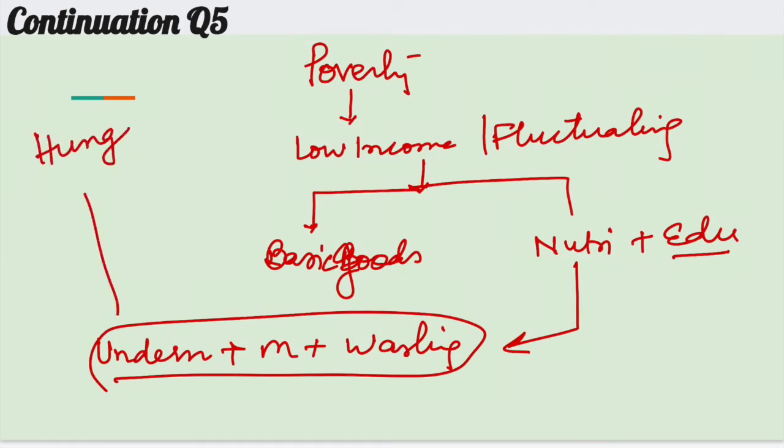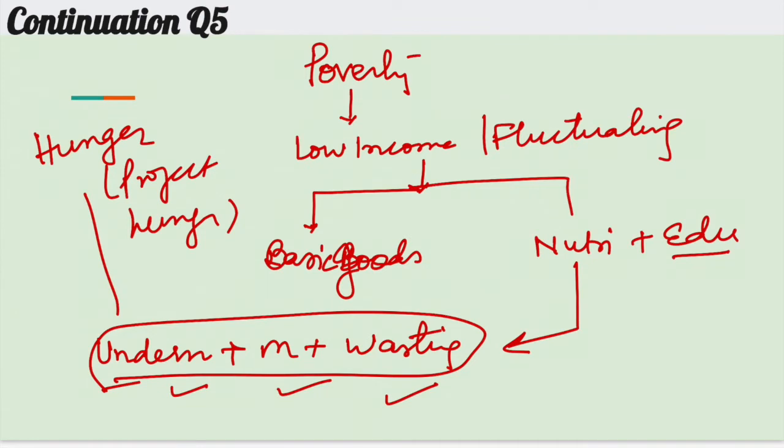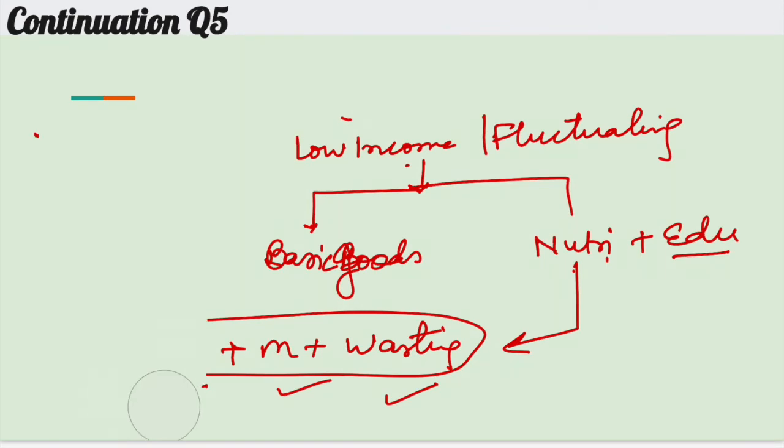And basically this is the definition of hunger according to Project Hunger: hunger is equal to undernourishment, malnutrition, and wasting. This is the consequence of not taking nutritious food, and not taking nutritious food is the output of low income, and this is poverty. In this way you are establishing the relationship.